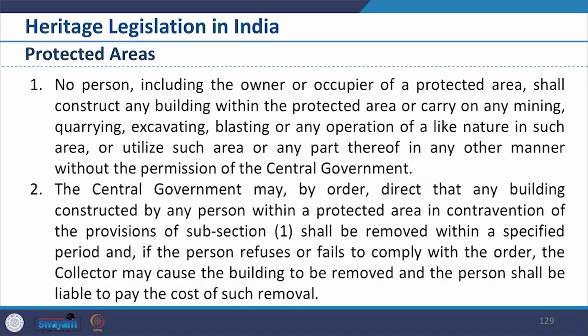Let us try to understand the meaning of the protected areas, looking at its implications. What it implies for the area which would come under the protected areas. So no person, including the owner or occupier of a protected area, shall construct any building within the protected area or carry on any mining, quarrying, and so on. So it takes away their right. There are restrictions on their right. The central government may by order direct that any building constructed by any person within the protected area can be removed. So you see the power it assigns to the government.